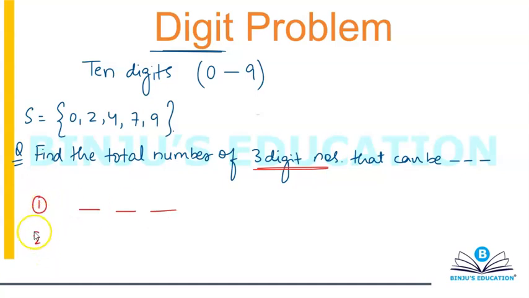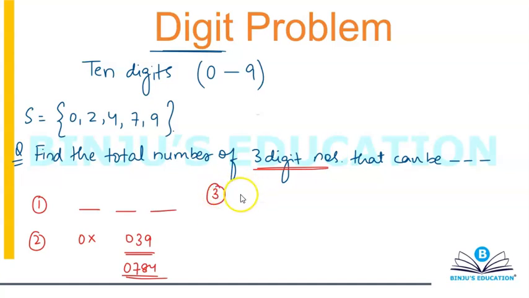Second is you will ensure that the 0 does not come at the first place unless and until it's mentioned otherwise. Because if 0 comes at the first place, this will not be a 3-digit number. For example, if I talk about the number 039, do we consider this as a 3-digit number? No, we don't do that. We say it's 39, which is a 2-digit number. Or for example, if I say 0784, do we say that it's a 4-digit number? No, we don't. This is 784, which is a 3-digit number. So step number 2 is you will ensure that the 0 does not come at the first place.